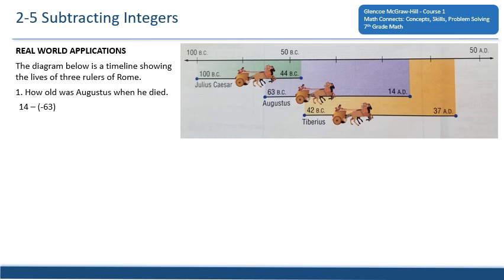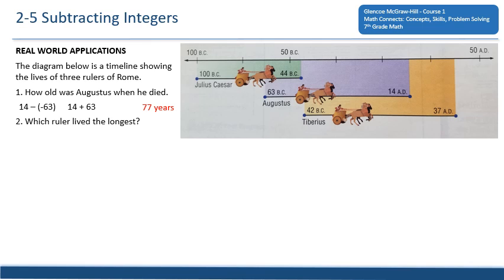Augustus was born in negative 63, because of 63 BC, and died in 14 AD. We take the highest number, which is when he died, 14 AD, and subtract negative 63. And we know that in order to subtract, we're going to add the opposite. So 14 plus 63 equals 77 years. So he was 77 years old when he died.